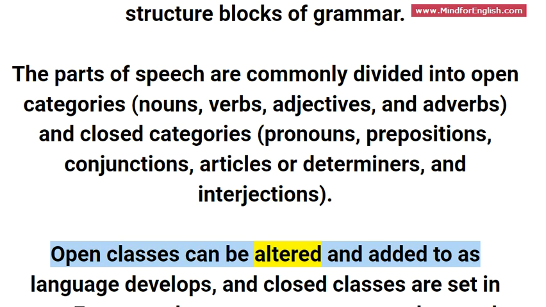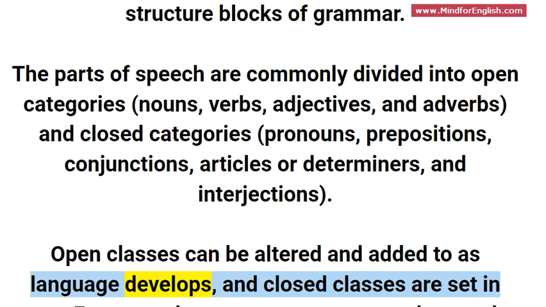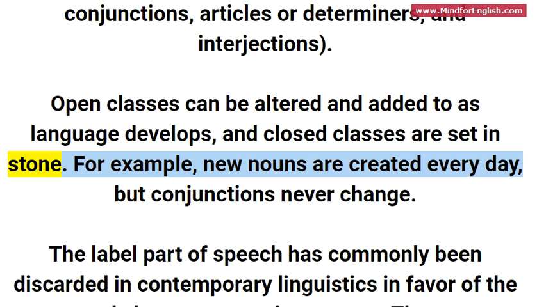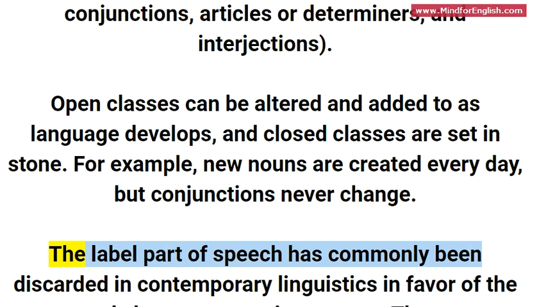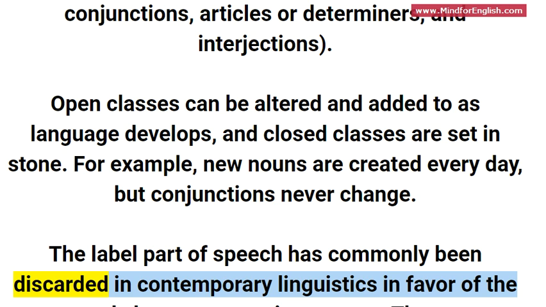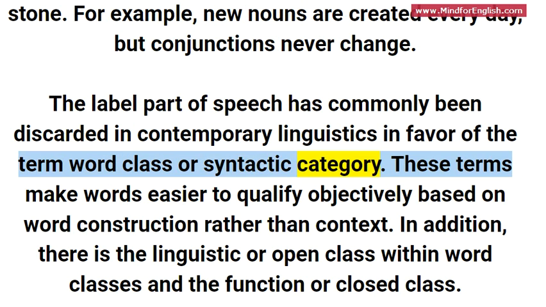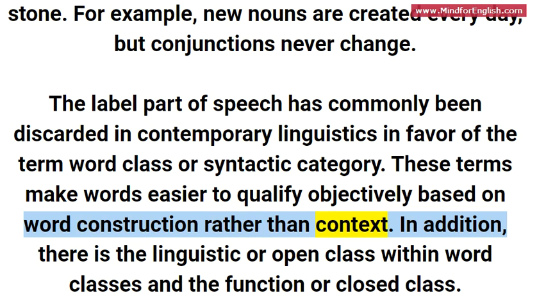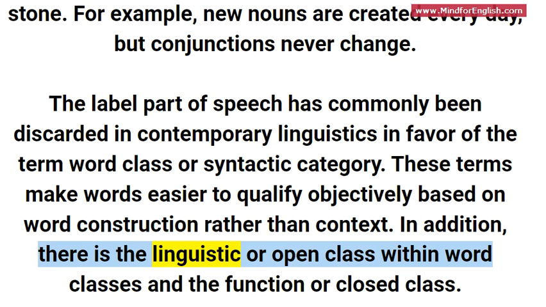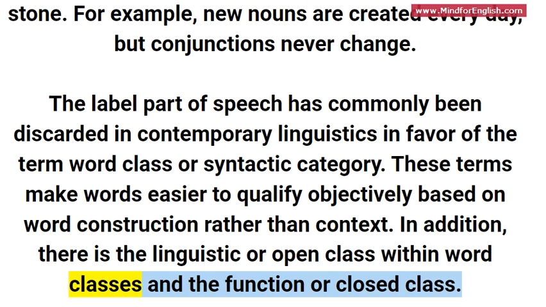Open classes can be altered and added to as language develops, and closed classes are set in stone. For example, new nouns are created every day, but conjunctions never change. The label part of speech has commonly been discarded in contemporary linguistics in favor of the term word class or syntactic category. These terms make words easier to qualify objectively based on word construction rather than context. In addition, there is the linguistic or open class within word classes and the function or closed class.